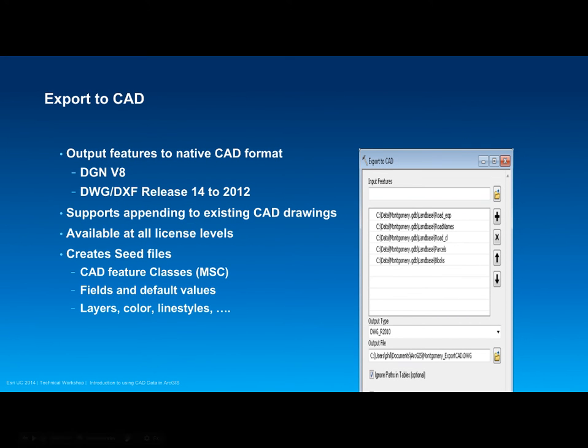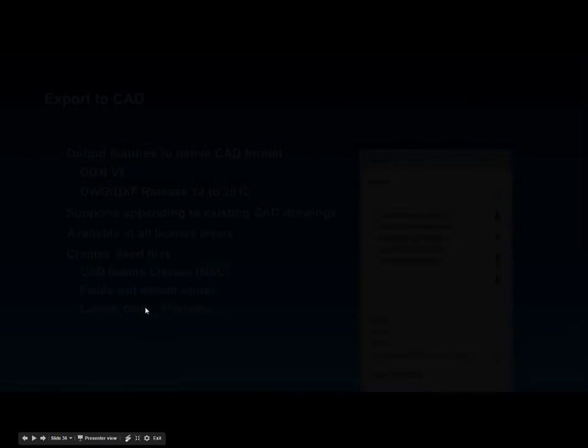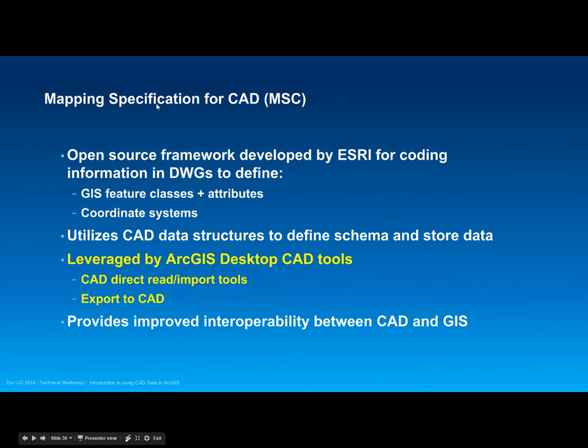When you export to CAD, you can output to DGN, DWG, or DXF. It supports appending to existing CAD drawings. This is available at all license levels of ArcGIS, and you can create seed files as well as CAD feature classes with the MSC, or the mapping specification for CAD. So we saw this when we saw individual layers that were broken out of the CAD file for things similar to what we'd see in a GIS where they're thematic in nature, like roads or parcels.